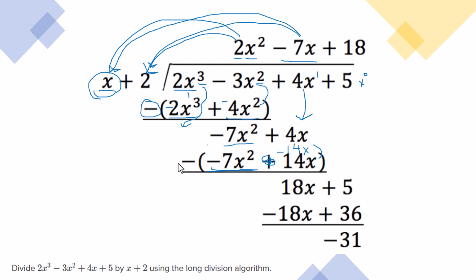Okay, now we're going to subtract the binomial. So we've got to change both of those terms. This becomes positive and this becomes positive. So that's how we get 0 here and how we get positive 18x here. And then bring down the 5 and then repeat again.